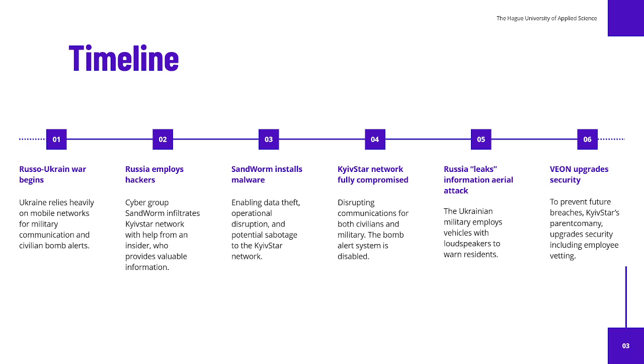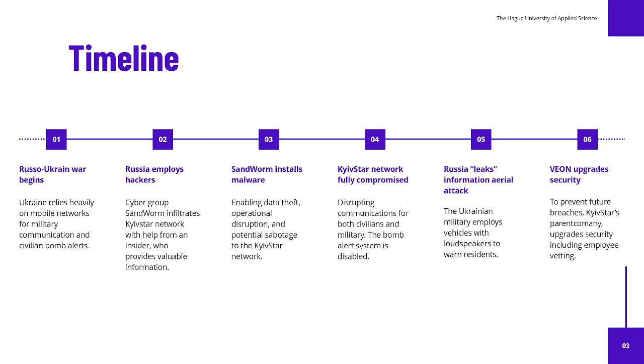Since the beginning of the Russia-Ukraine war in 2014, Ukraine's military has heavily depended on mobile networks for critical communication and civilian bomb alerts. Recognizing the strategic importance of these networks, Russia targeted Ukraine's communication infrastructure, not only through physical means but also via complex cyber attacks.